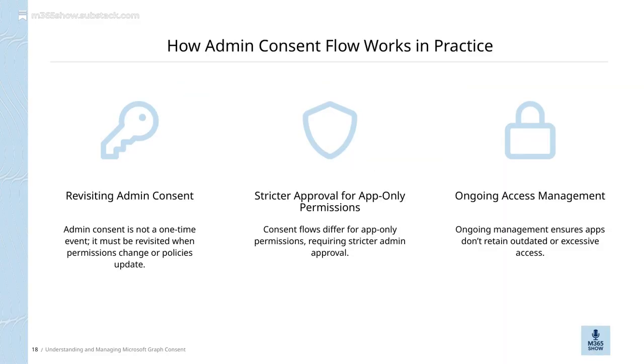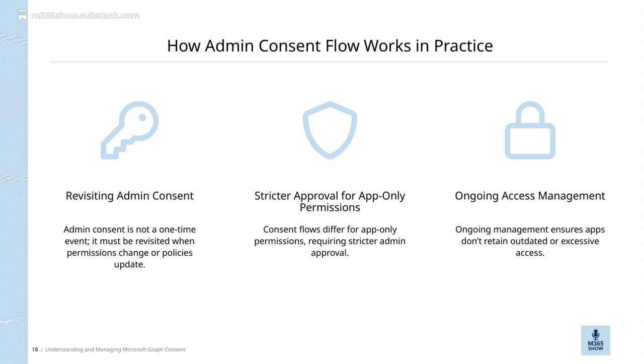Now, let's talk about ongoing management and why it's so crucial. Ensuring apps don't retain outdated or excessive access is essential for maintaining security and compliance over time. This is not a set-it-and-forget-it situation. It requires continuous oversight. When it comes to consent flows, there's an important distinction for app-only permissions. These permissions often require stricter approval from administrators because they can access more sensitive data or perform higher-level actions. It's a safeguard to prevent any unchecked access.